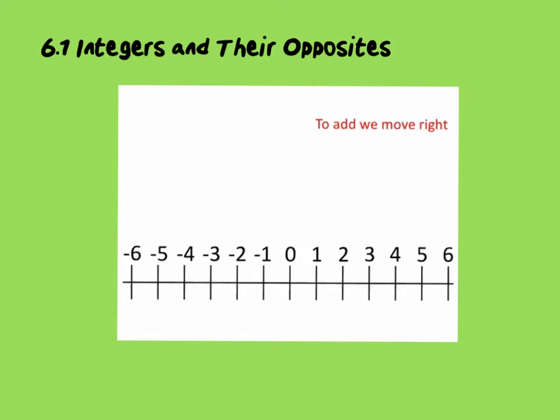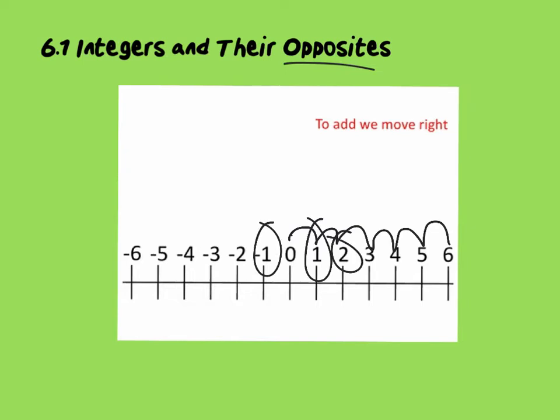If we want to talk about integers, integers are whole numbers. So you can see 1, 2, 3, 4, 5, 6, all the way into infinity. And they have opposites. The opposite of 1 is -1. The opposite of 2 is -2, and so on and so forth. And that is what we're basically going to be talking about today.